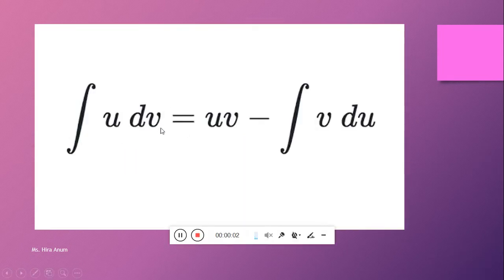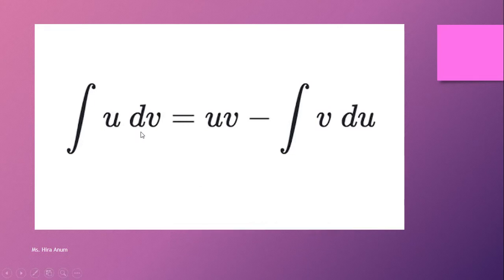Integral u dv equals uv minus integral v du. Taking integration of this function, it becomes uv, minus taking the derivative of this function, it becomes du. Then taking integration of this dv, it becomes v. So this formula and this formula are the same, but the display is changed, but the formula is the same.